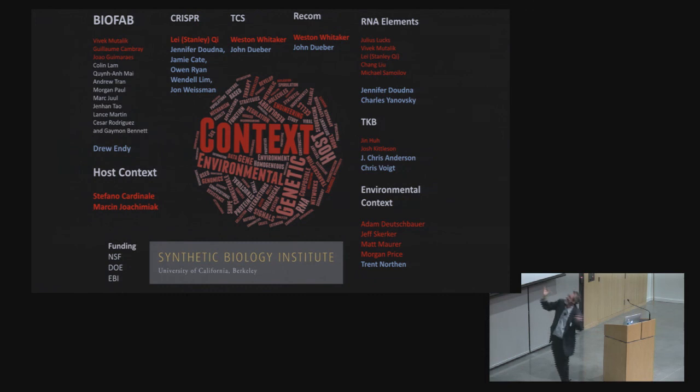Stefano Cardinale did all the work on the host context work. Chris Anderson and Chris Voigt did the tumor-killing bacteria. All the stuff on environmental mapping was done by Adam Deutschbauer and Jeff Skerker. And Adam has been able to scale the pipelines. He's turned it into a service that you can actually order now. If you have a microbe that you want to understand how every gene confers the ability of it to do something under a large number of conditions, you can order those experiments done. And the Joint Genome Institute, working with our lab and his lab, will do it for you as a service.